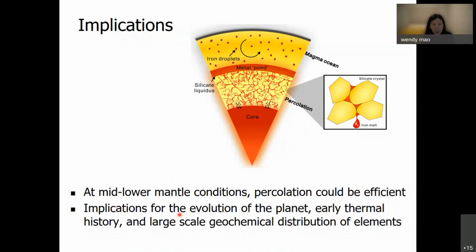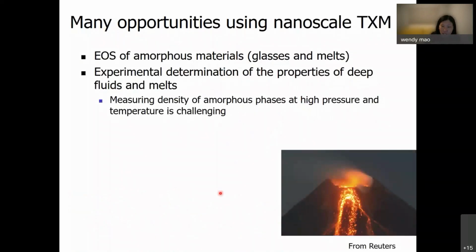All right. So then I also want to say that there are opportunities for 3D imaging beyond, of course, looking at these two phase mixtures. We can also look at the density of amorphous phases. So I want to show a few slides on this.